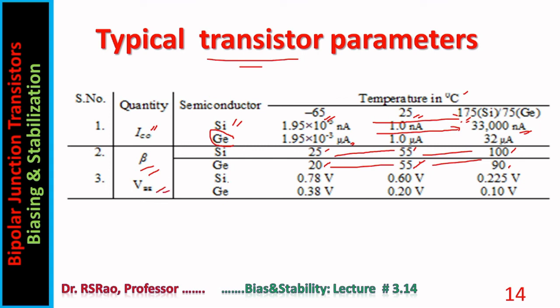Similarly, VBE. For silicon and germanium, it is 0.78 volts and 0.38 volts at minus 65, 0.60 volts and 0.20 volts at 25, and at 175 for silicon and 75 for germanium, it is 0.225 volts and 0.10 volts. These values one has to be aware of, and better keep in mind with proper understanding.